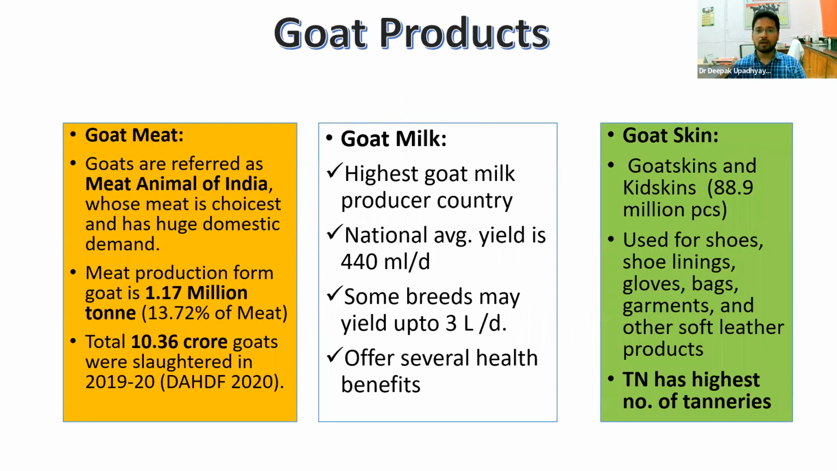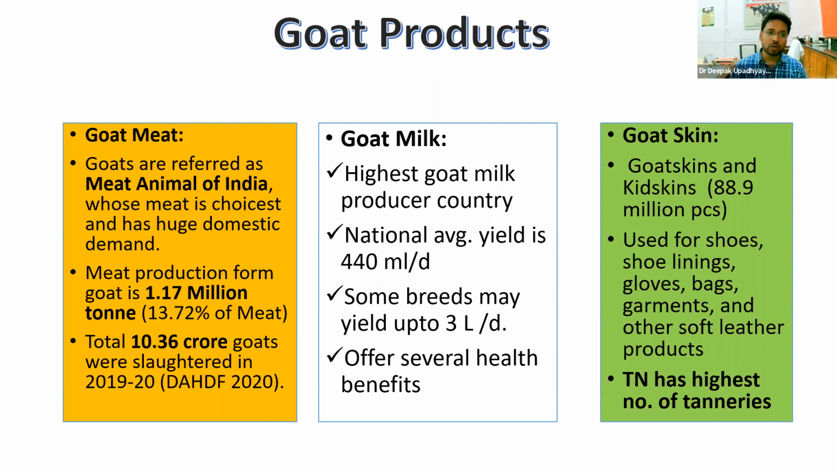Now, in any kind of farming, the product is very important. I told you that this is a multi-purpose animal. It gives meat, it gives milk, and it gives skin. So let's talk about each of these products in brief. The meat of the goat is called chevon. It is referred to as the meat animal of India. Goat has also been called in some literature the meat animal of India.